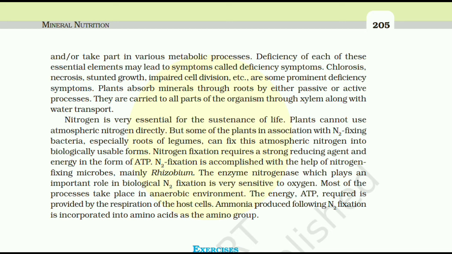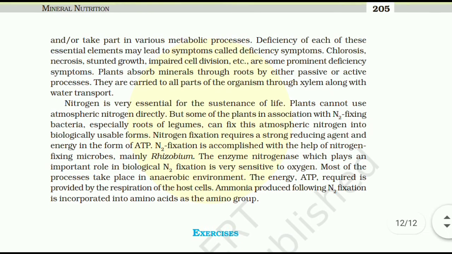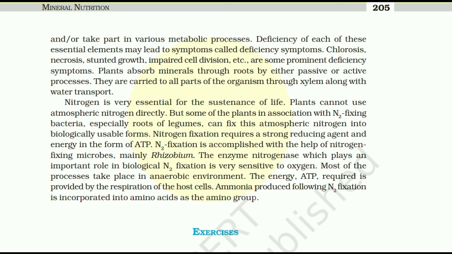Deficiency of each of these essential elements may lead to symptoms called deficiency symptoms. Chlorosis, necrosis, stunted growth, impaired cell division, etc. are some prominent deficiency symptoms. Plants absorb minerals through roots either by passive or active processes. They are carried to all parts of the organism through xylem along with water transport. Nitrogen is very essential for sustenance of life. Plants cannot use atmospheric nitrogen directly, but some of the plants in association with nitrogen-fixing bacteria, especially roots of legumes, can fix this atmospheric nitrogen into biologically usable forms.